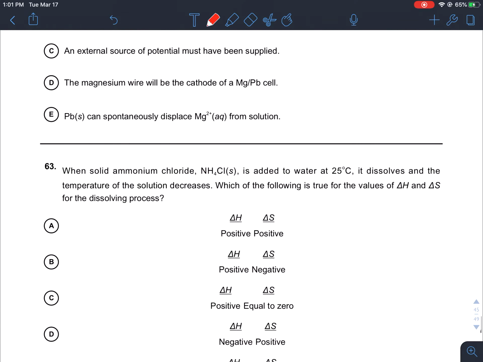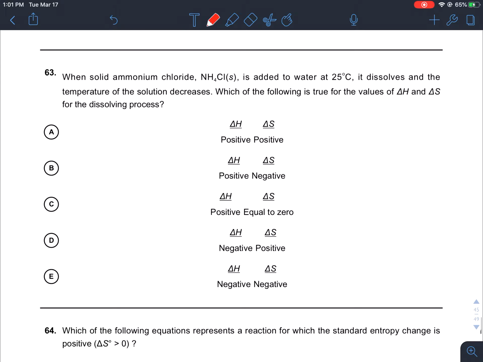All right, number 63. Ammonium chloride is added to water. It dissolves and the temperature of the solution decreases. Temperature of the solution decreases, that means it is endothermic. Okay, so delta H is positive. Also remember, the formation of bonds is exothermic. The dissociation of bonds is endothermic. So NH4Cl dissociating in water would be endothermic.